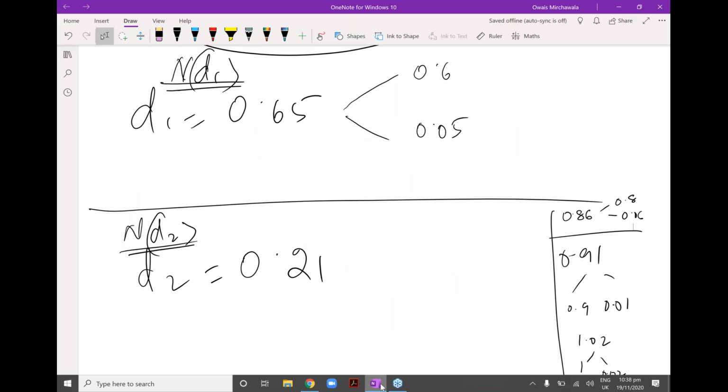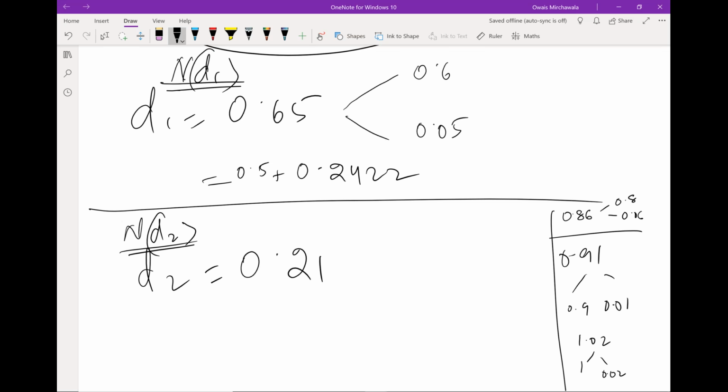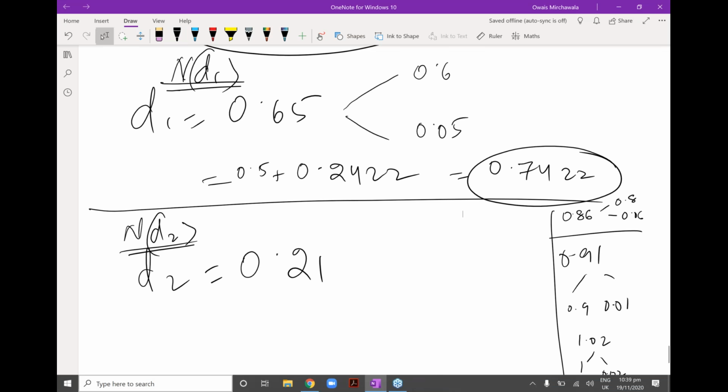So at the intersection of 0.6 and 0.05, I found 0.2422, right? But since D1 was positive, greater than 0, as per the last two lines, I need to add 0.5 to the relevant number. It's going to be 0.7422. That is N(D1). Practice more. You need to find N(D2), so pay attention to D2.